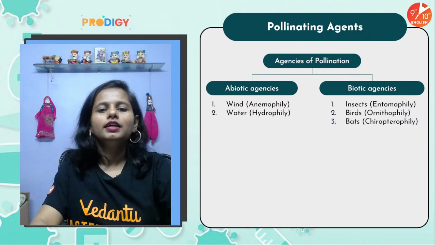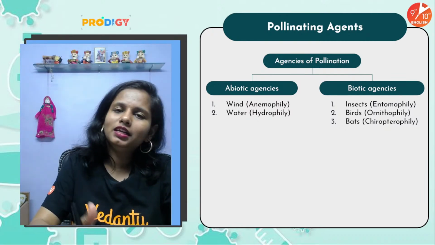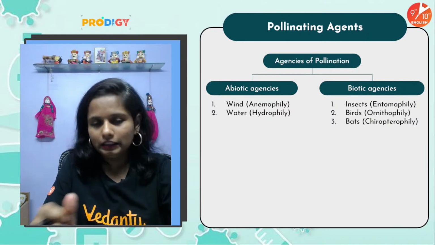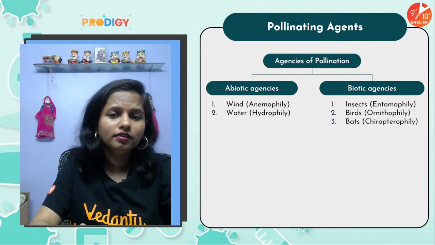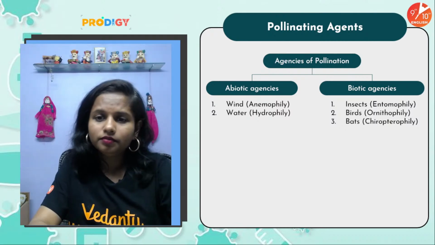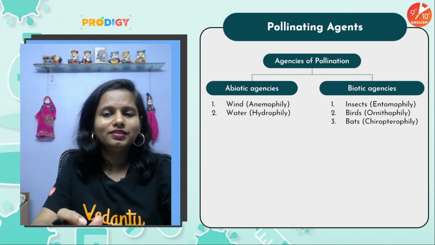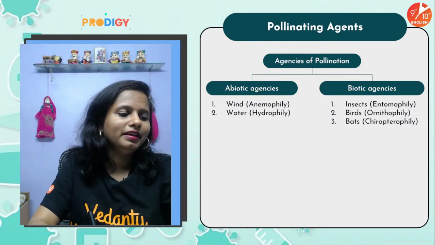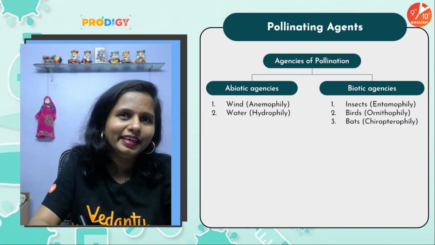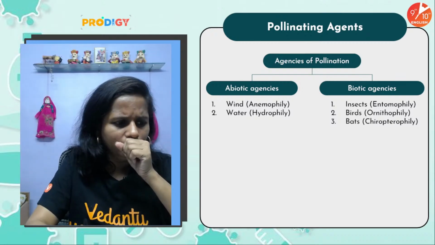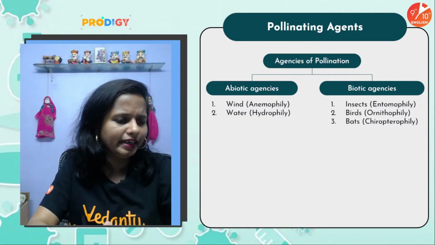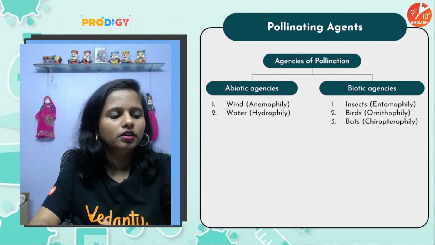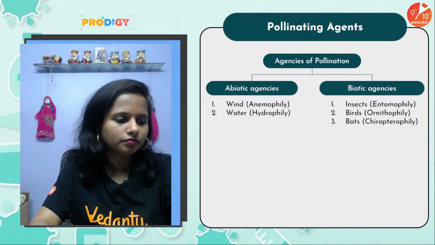Now the pollinating agents can be living or non-living. Pollinating agents are what we call pollinators. It can be wind, water, insects, birds, bats. But cross-pollination introduces genetic variation. That's the most important criterion: cross pollination leads to genetic variation.